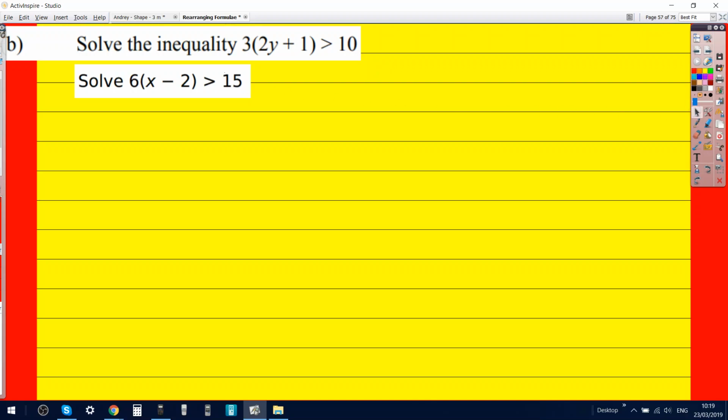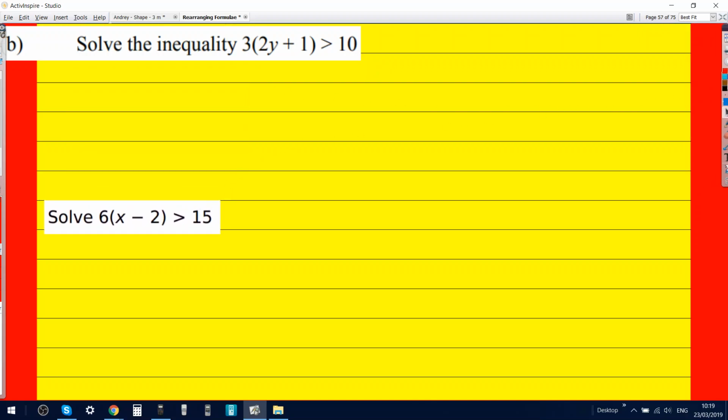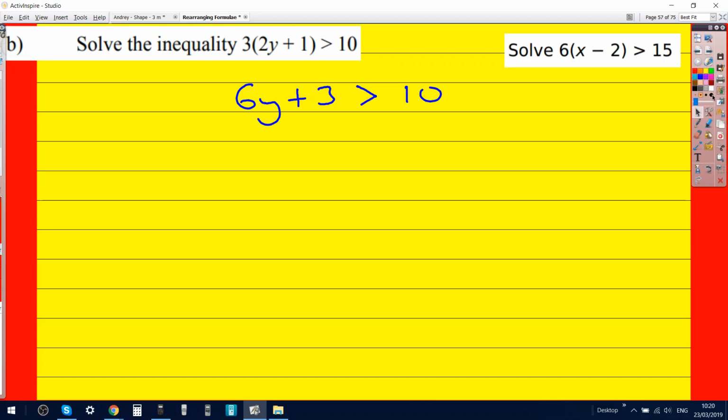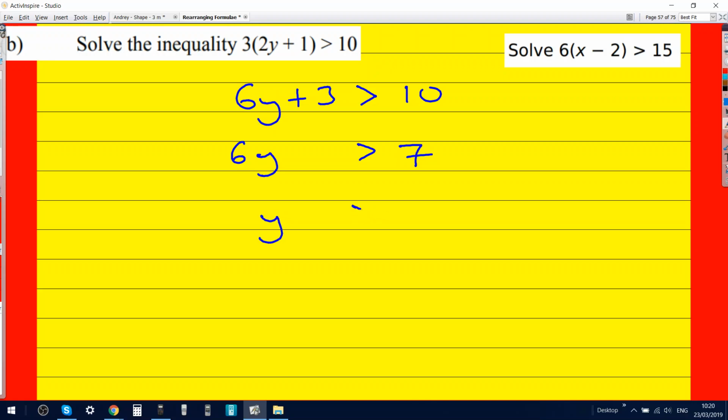We'll do the top one. Okay. So it would be to start off 6y plus 3 is greater than 10. Yeah. And then you would minus the 3 from 10. So it'd be 6y is greater than 7. And then you would divide it by 6. So y is greater than 7 over 6.